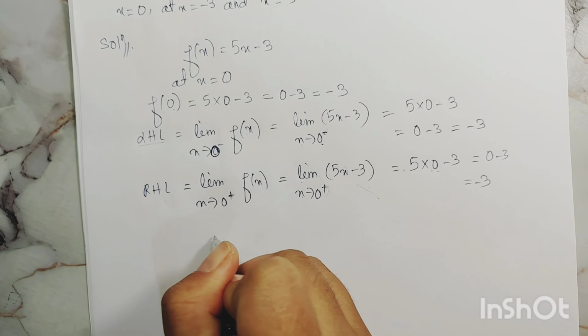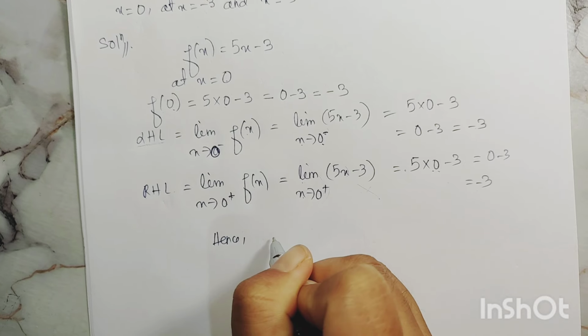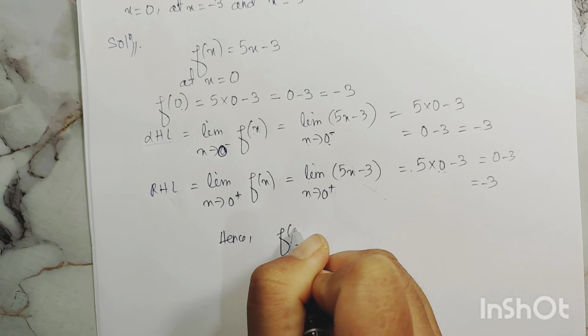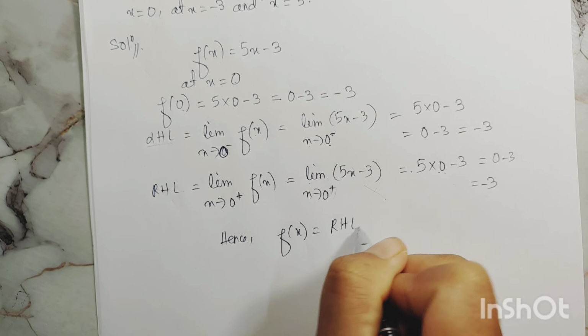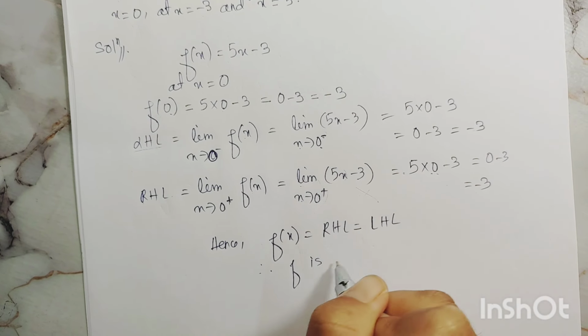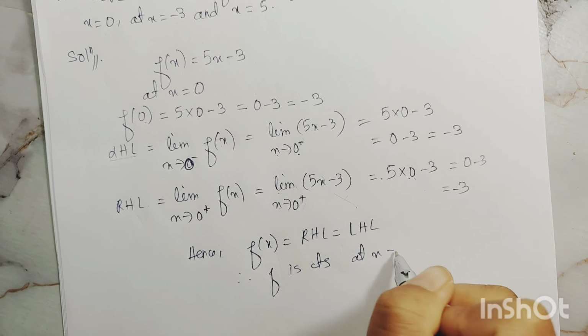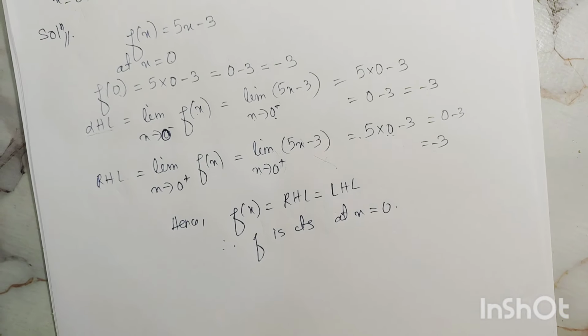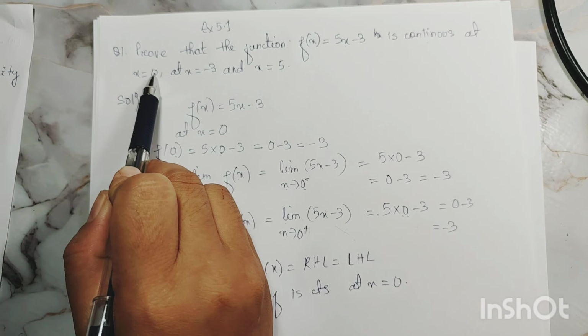Hence f of x equals the right hand limit equals the left hand limit. Therefore, f is continuous at x equals 0. So we have proved it for x equals 0.